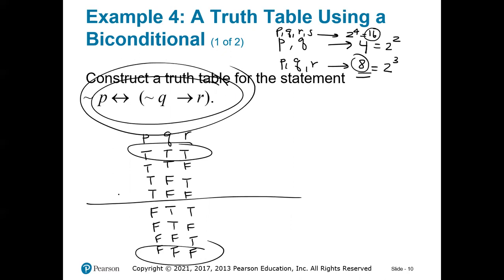For example, if you ask me, what is the case where the first one, P, is true and the remaining ones are false? Here it is. If you try to do this in a random way, there is a chance that you're going to miss one of the cases, and there is a chance that you are going to duplicate the same case again. So keep that in mind.